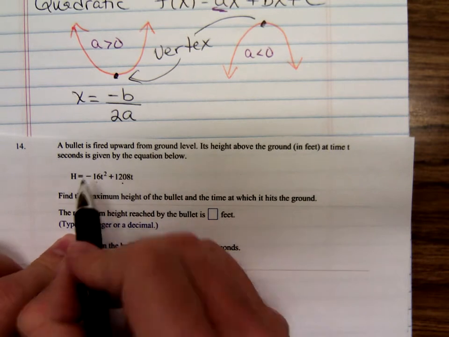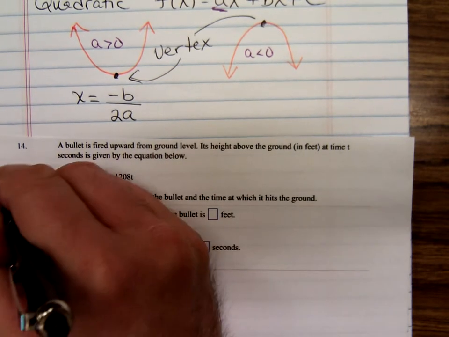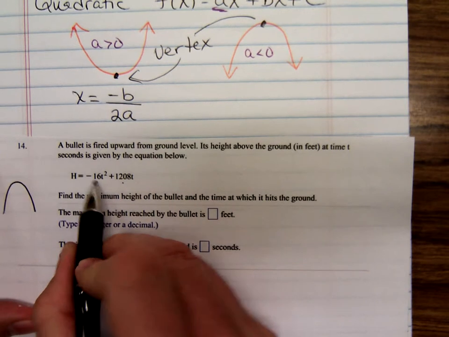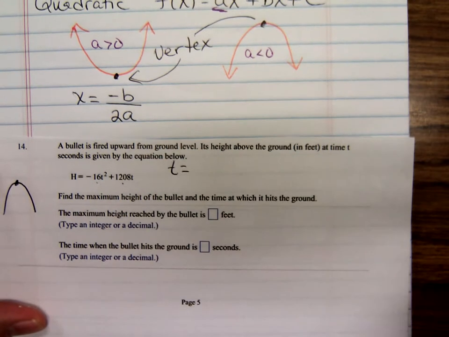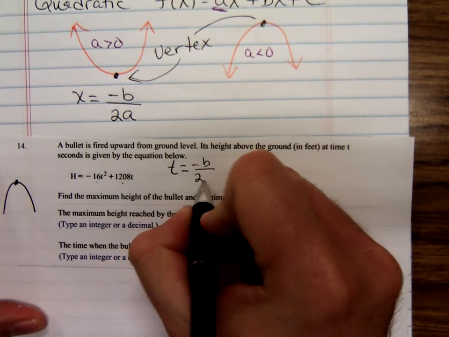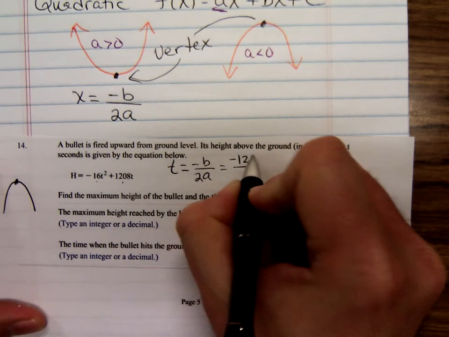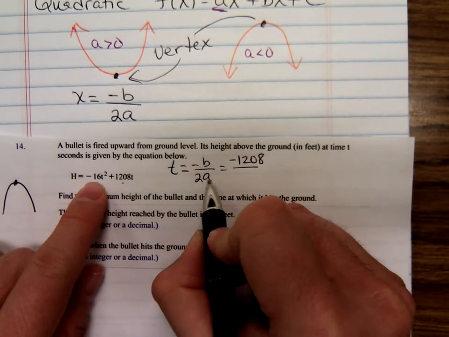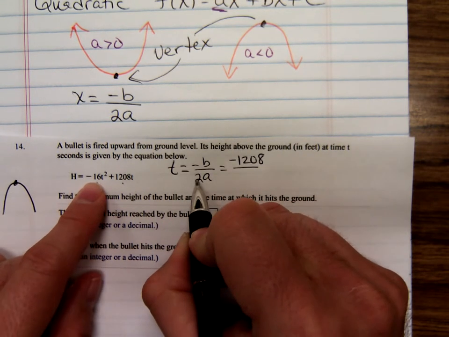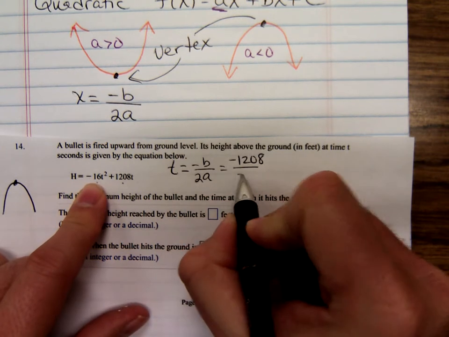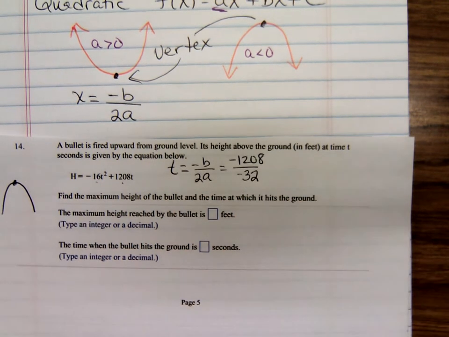So you can sort of figure out where this is going. This is a parabola that's opening down because the first number is negative. So to find the vertex, t equals minus B over 2A, minus 1208 over 2 times A. I'm not going to show that plugging in there. I'm just going to do that in my head. 2 times negative 16 is negative 32. And I'll punch that into my calculator. Negative 1208 divided by negative 32. Well, negative divided by negative is positive.